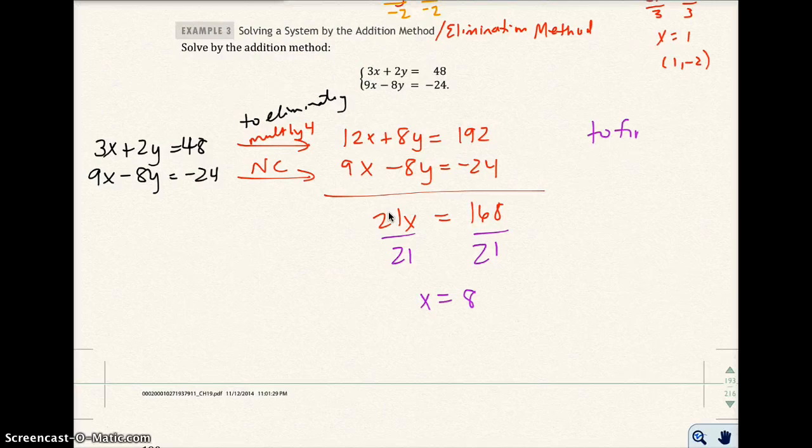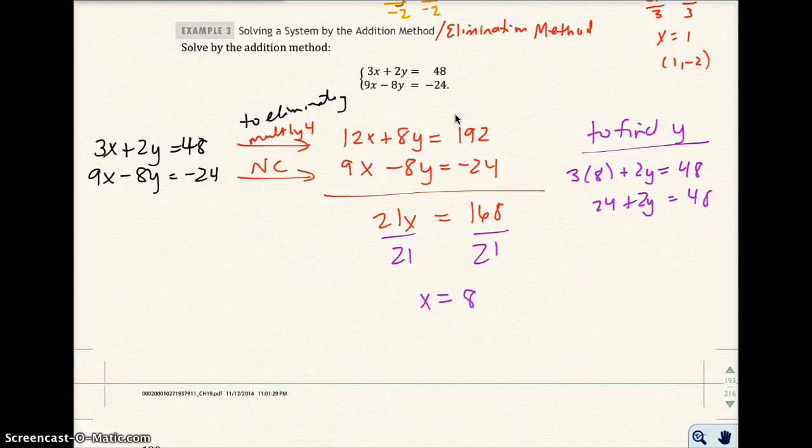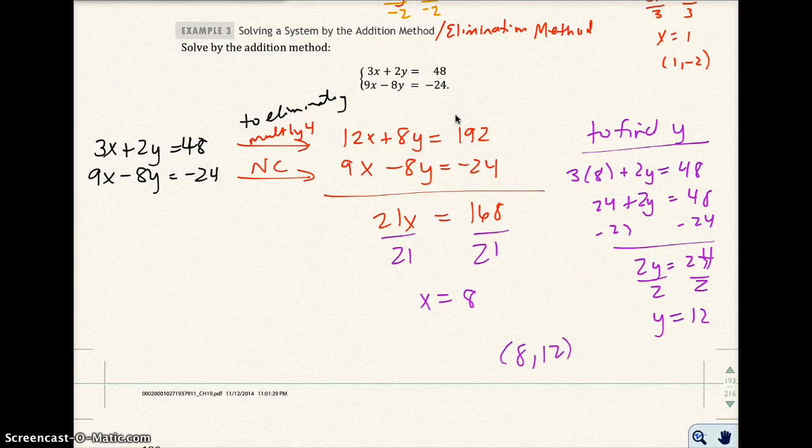To find out now what y is, plug in the 8 into here or here. I get 2y equals 24. I get y equals 12. 8, 12. Okay, so I'm going to check this. If I put 8 and 12 into here, and 8 and 12 into here, you're going to know that both these equations are true. So that would be the answer, the solution to the system.